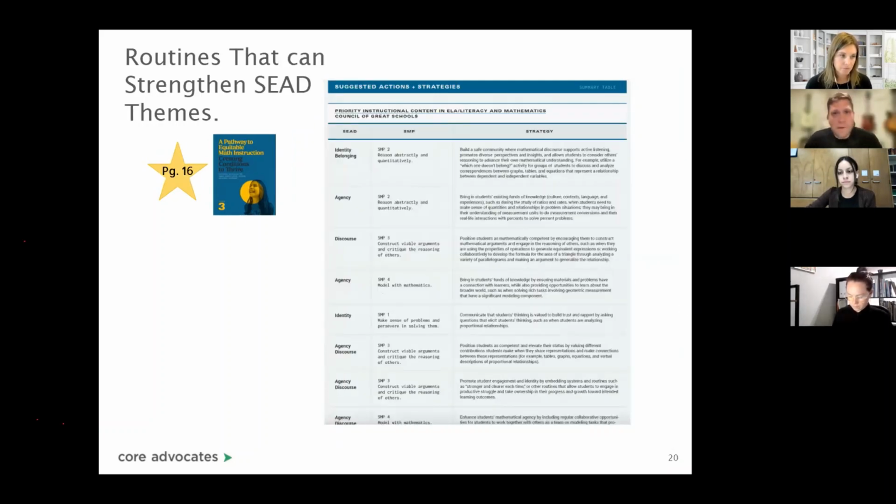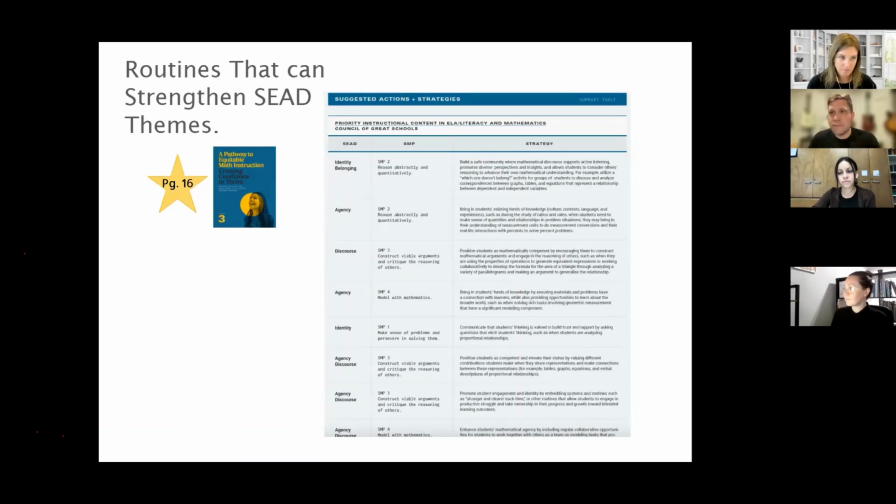So just moving along here, when we look at page 16 in the Pathways to Equitable Math Instruction, they've given some suggested activities. I know that it's way too small for you to read, but you'll be able to take a look at your own leisure. They actually go as far as to say, here is an activity that you could do for a very specific math concept. Unless you teach that grade and that math concept, you probably aren't too interested in it necessarily, but it can be adapted for any grade and any concept.